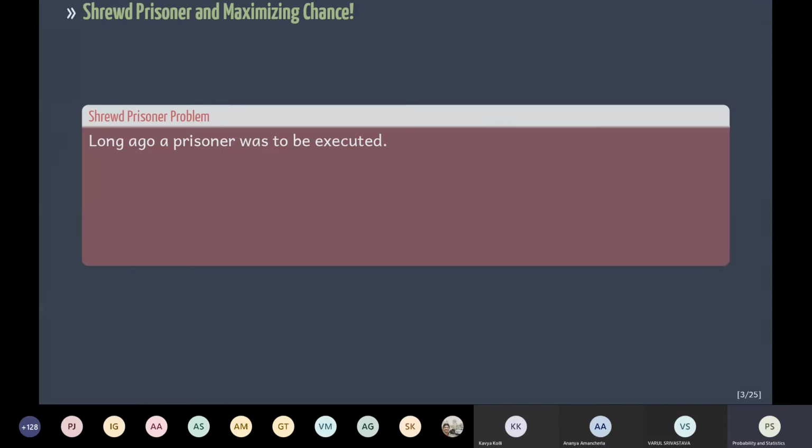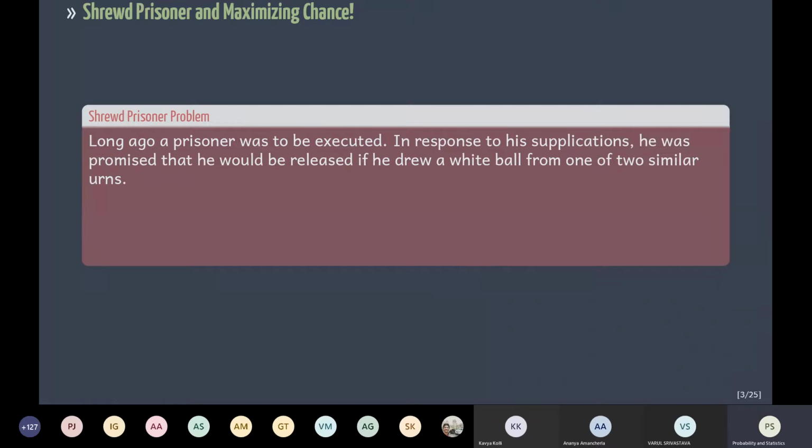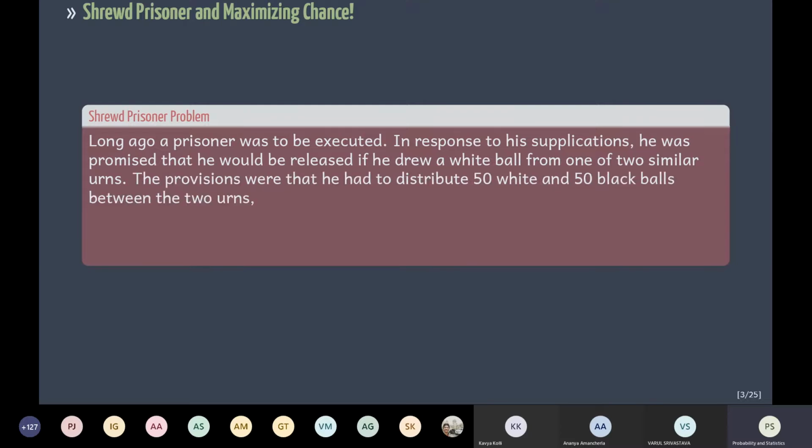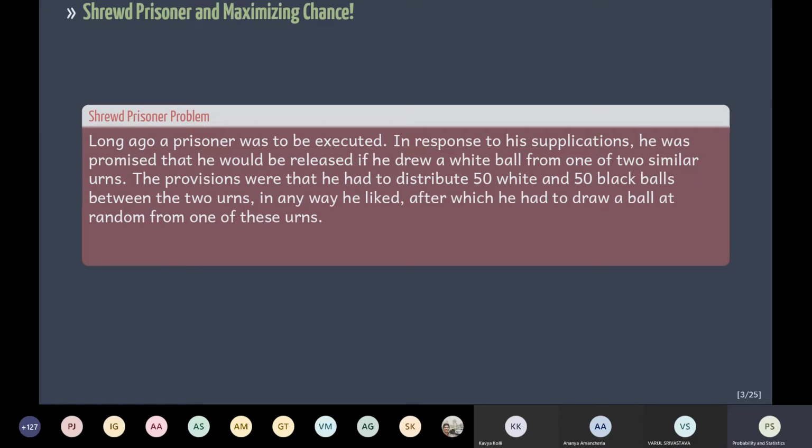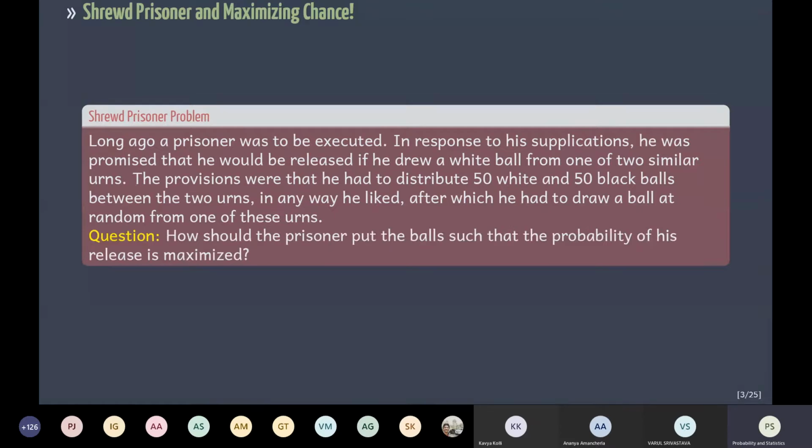So let us recall what we did last time. This was the problem. Long ago, a prisoner was to be executed. In response to his supplications, he was promised that he would be released if he drew a white ball from one of the two similar urns. The provisions were that he had to distribute 50 white and 50 black balls between the two urns in any way he liked. After which he had to draw a ball at random from one of these urns. The question is, how should the prisoner put the balls such that the probability of his release is maximized?